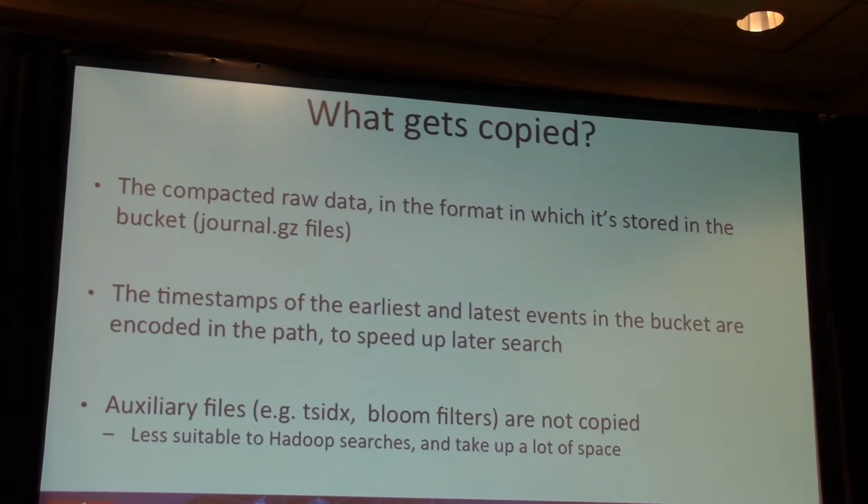All right, so what's going to get copied over? We're trying to minimize what gets copied over to what's actually useful. Again, we're engineering this from the ground up for scalability. So we're going to copy over the raw data of the events, which is in a format called journal.gz. And that's the format that Splunk maintains the data in within its indexes to have fast indexing capability.